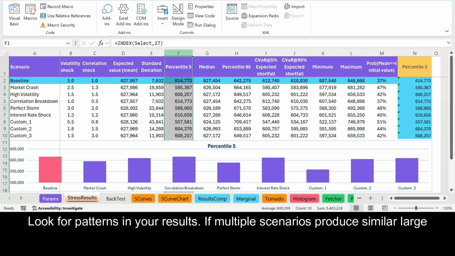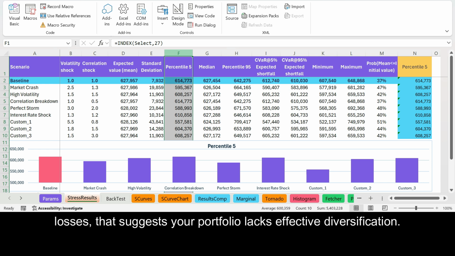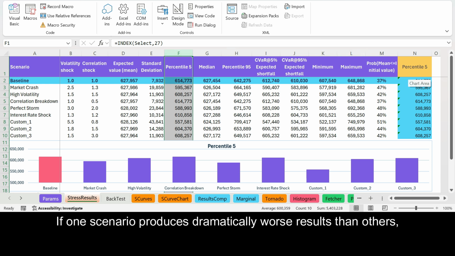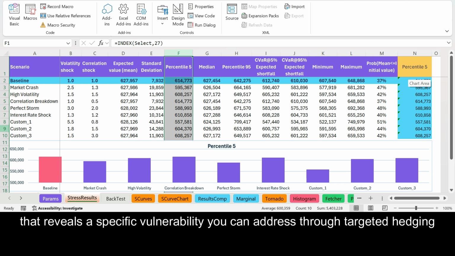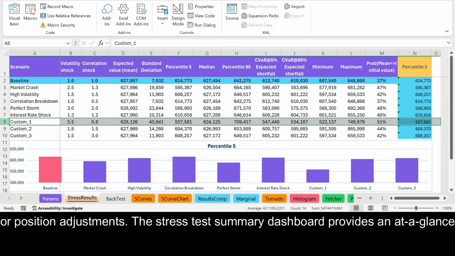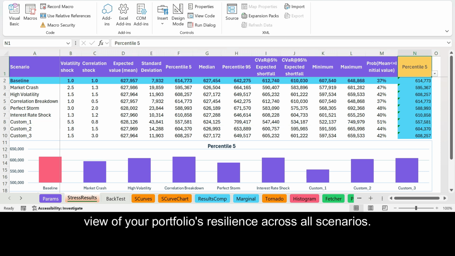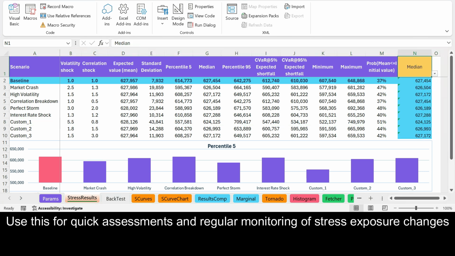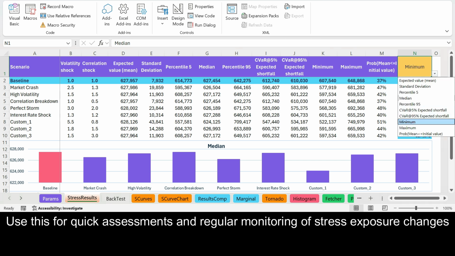Look for patterns in your results. If multiple scenarios produce similar large losses, that suggests your portfolio lacks effective diversification. If one scenario produces dramatically worse results than others, that reveals a specific vulnerability you can address through targeted hedging or position adjustments. The Stress Test Summary Dashboard provides an at-a-glance view of your portfolio's resilience across all scenarios. Use this for quick assessments and regular monitoring of stress exposure changes over time.